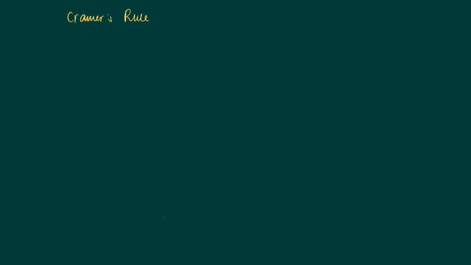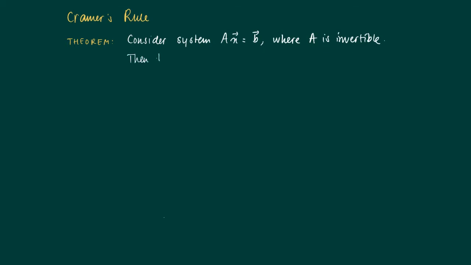Cramer's rule. Well, consider a system Ax = b where A is an n by n invertible matrix. Then we know that there is a unique solution to this system. But we can also find an explicit formula for the vector x solving this equation.